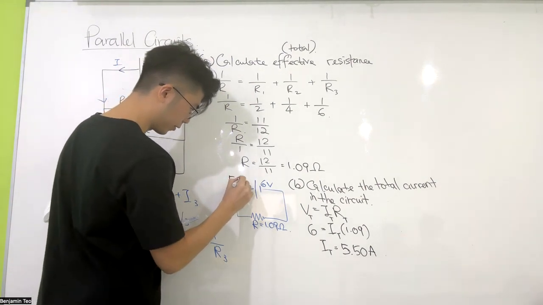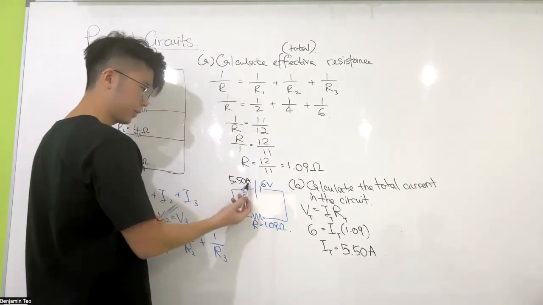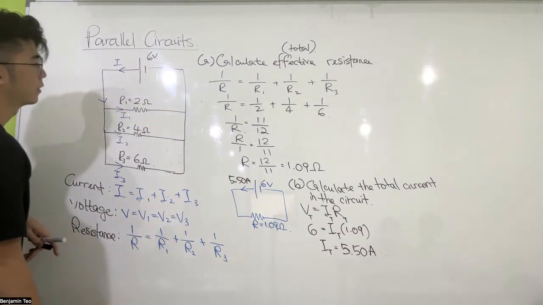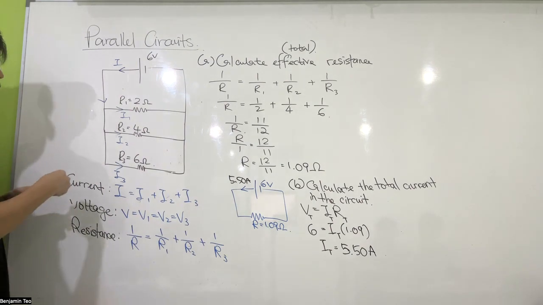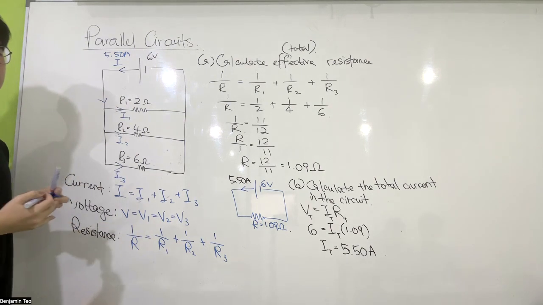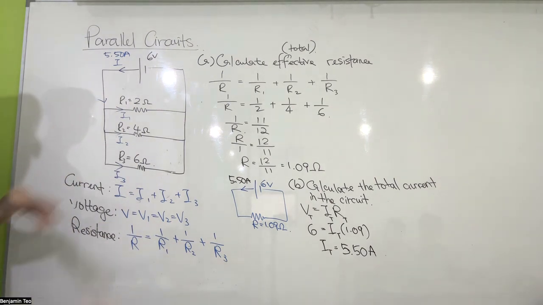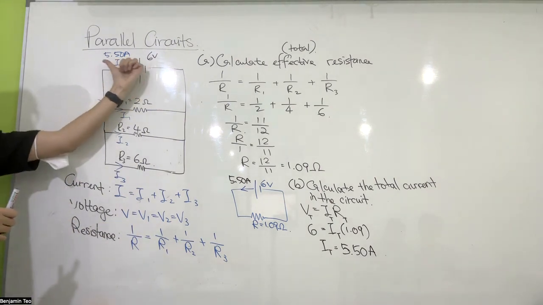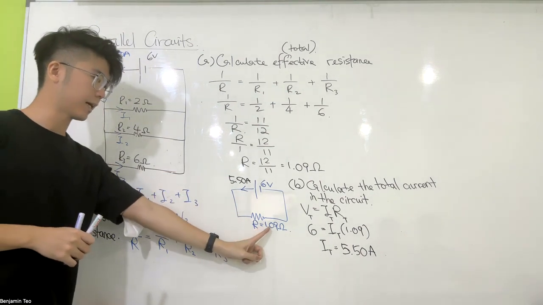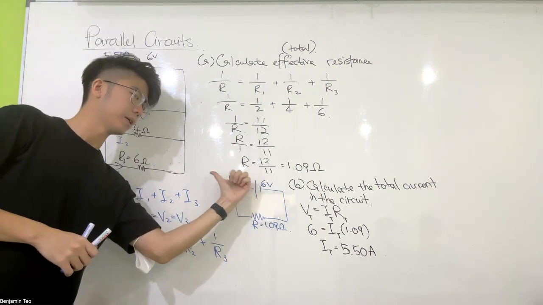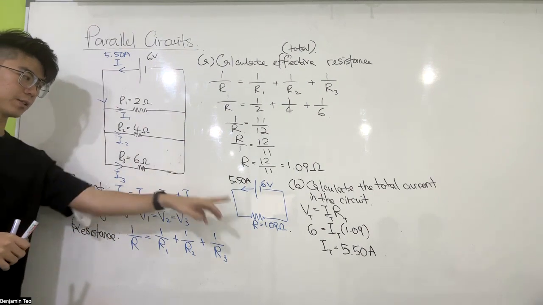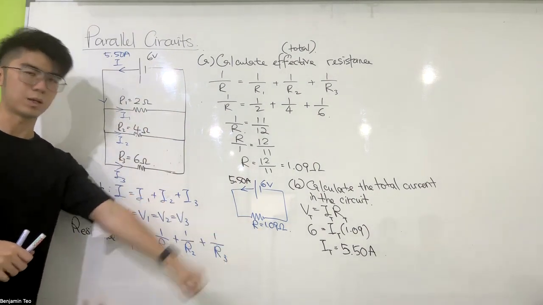The same as here. Current comes out 5.50 ampere. Right? You put 3 resistors, it's going to draw 5.50 current. You put 1 resistor that has 1.09, it's going to be equal to this. So we say that the effective resistance of these 3 is 1.09 ohm.